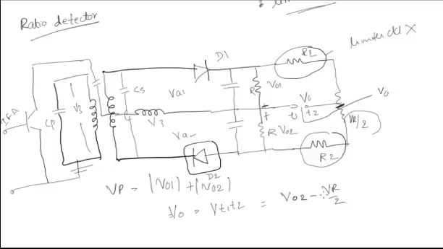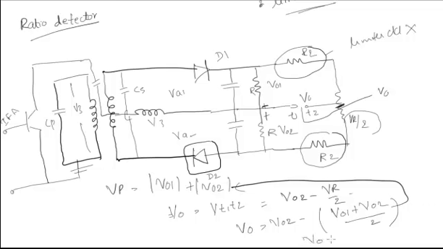Since we know that VR is equal to the average of VO1 and VO2, finally we get output voltage is equal to VO2 minus (VO1 plus VO2) by 2. This is obtained from this equation. So finally V out is equal to (VO2 minus VO1) by 2. So the only difference we observe here is, in the case of the Foster-Seeler method, output voltage is VO2 minus VO1. But in the case of the ratio detector method, output voltage is (VO2 minus VO1) by 2. But the advantage here is we don't require any limiter circuit and it doesn't respond to amplitude fluctuations.